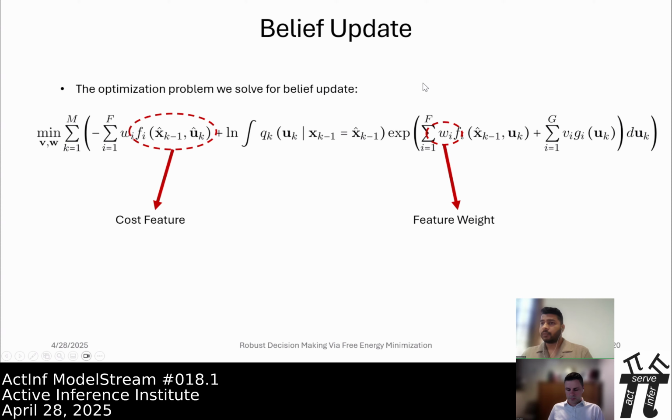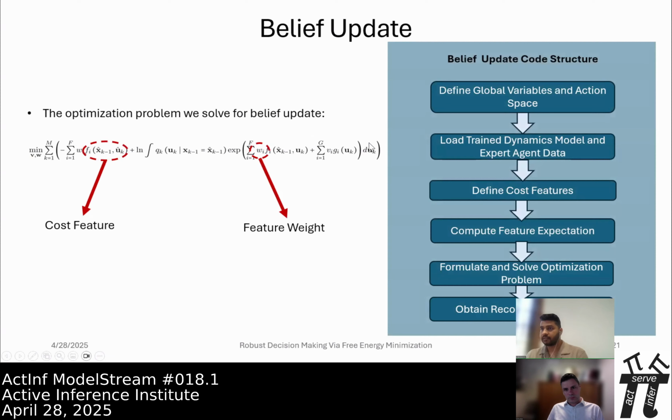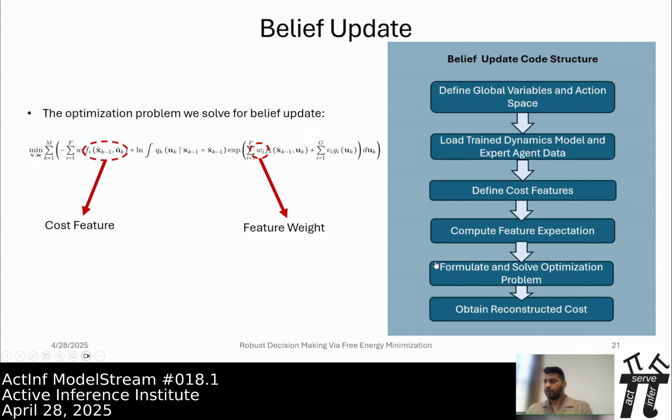First, let's see the code structure to solve this problem. Again, we define the global variables and the action space. We load the trained models and the expert agent's data, so we have the state and action data from some expert. We define the cost features. We compute the feature expectations using the Gaussian process model, and we formulate and solve this optimization problem here, and we obtain the reconstructed cost.